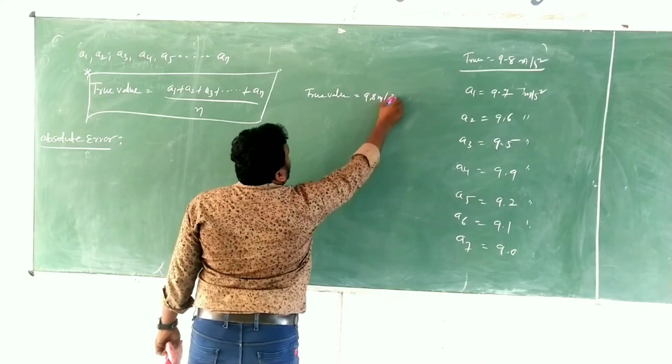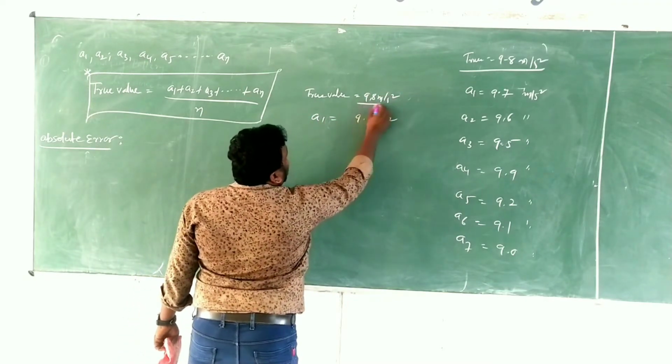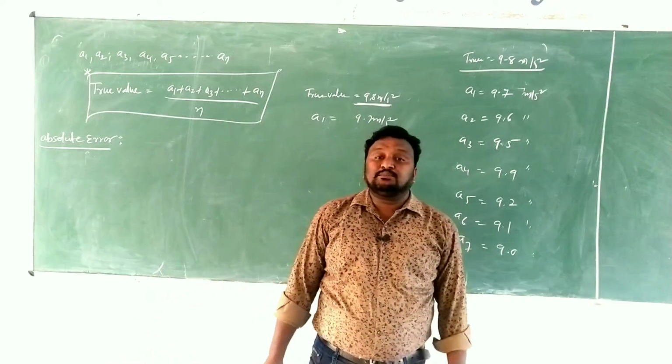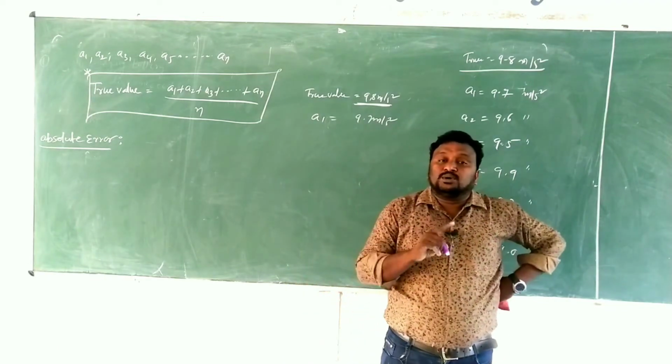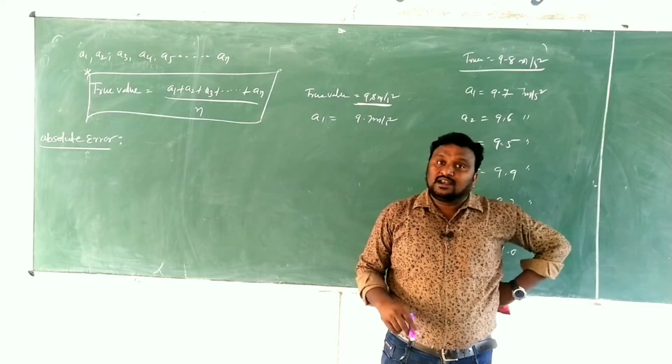9.8 meter per second square. And what is A1? 9.7 meter per second square. 9.8 is the true value. First measured value is what? 9.7. Observe now, both are equal or different? Both are not equal.